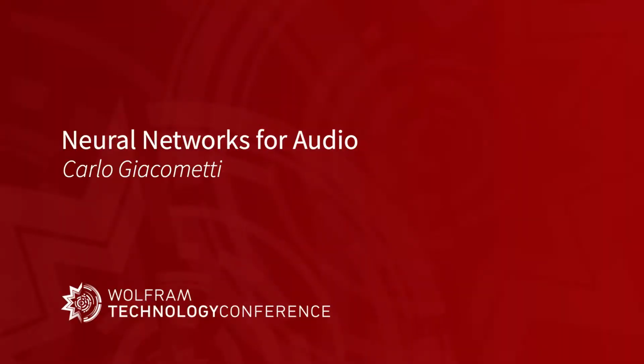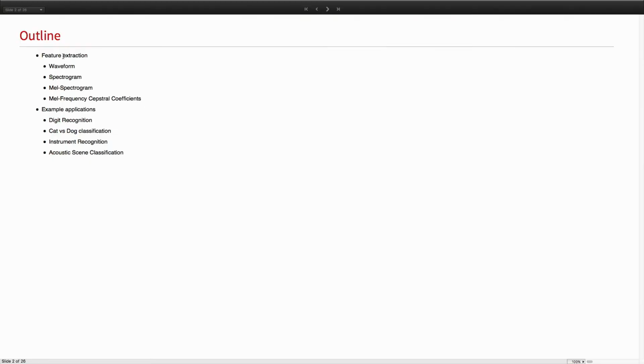I will talk about neural networks for audio. As the title says, I will show some easy example applications of neural networks applied to audio classification problems. The main topics I will talk about are, first of all, feature extraction and its various declinations, and then I will have some small example applications. These are all things that I was able to train very quickly on my machine, so it's kind of some toy examples regarding neural networks and audio.